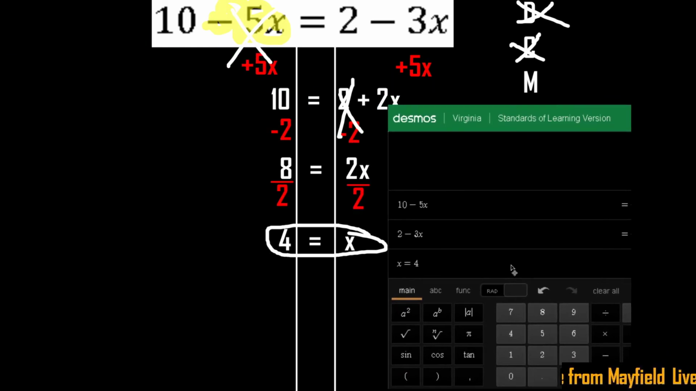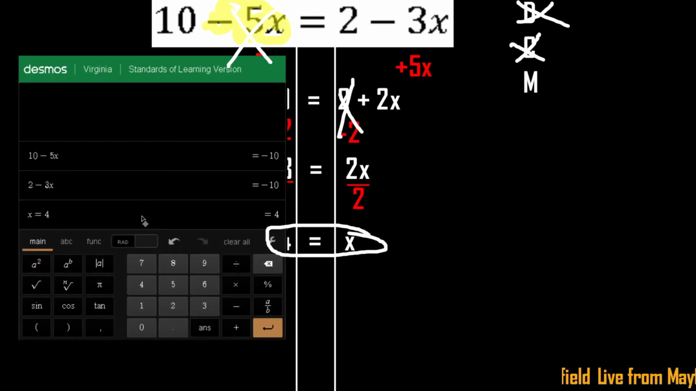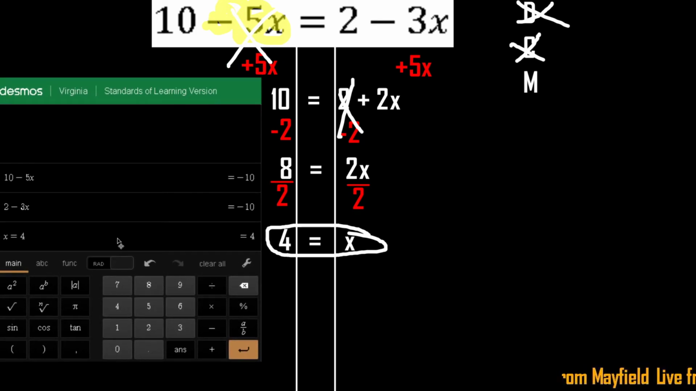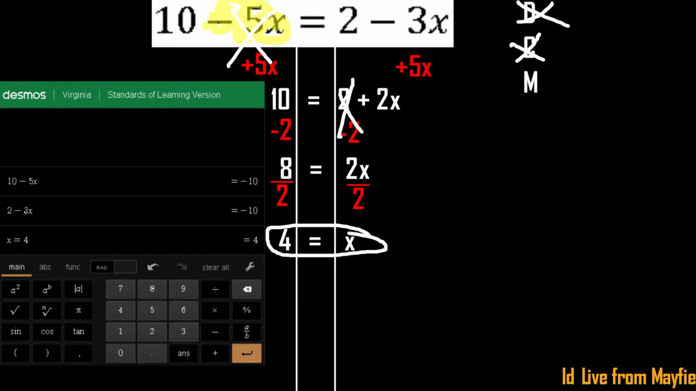Let me put it on this side. Maybe not. Let's put it on this side. All right. So it says, again, our 10 minus 5x, and then our 2 minus 3x. And we said x equals 4. Again, these are each separate lines in that calculator, but since these two lines are equal, that means that we have a true statement.